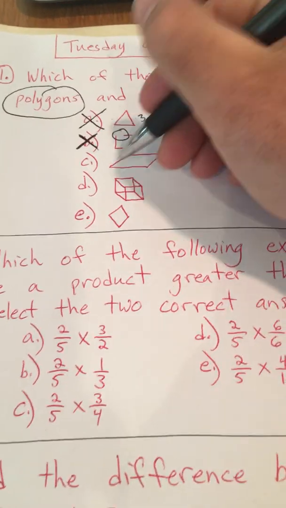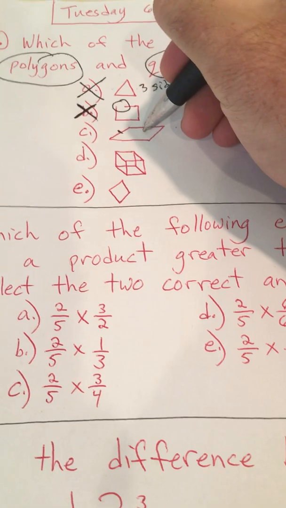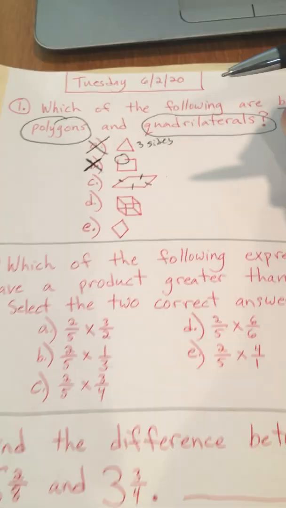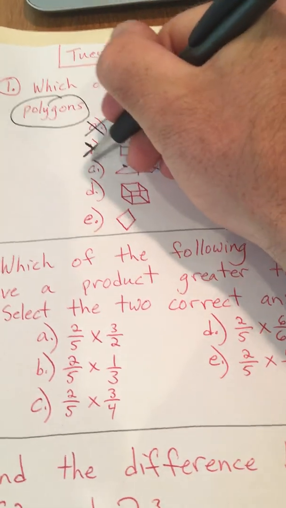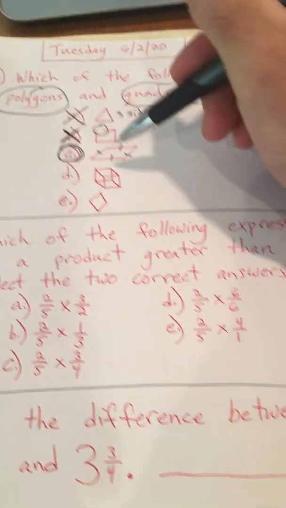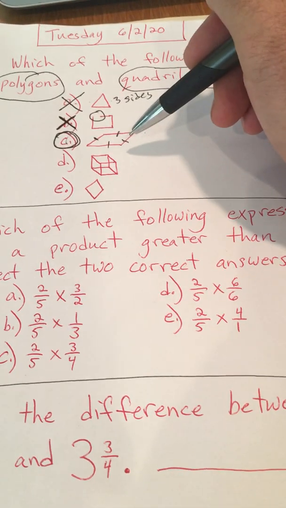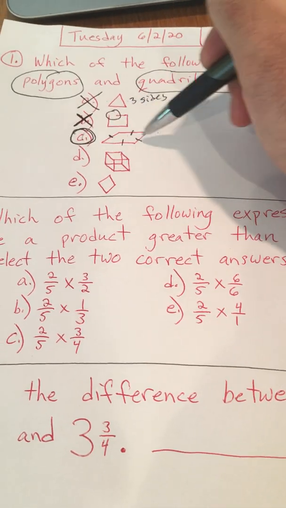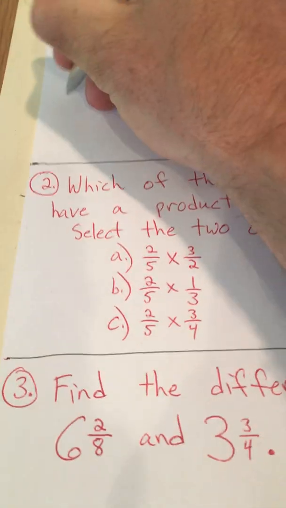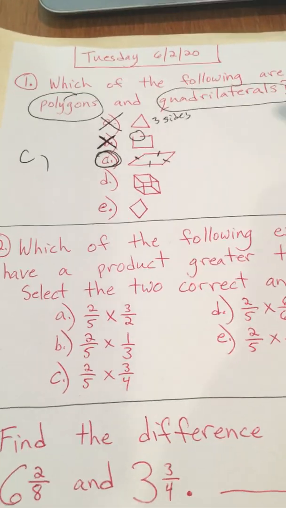So C, it's closed, it's 2D. There's 1, 2, 3, 4 sides, so it's a quadrilateral. So C is correct. It is a polygon. It's a closed shape with two dimensions, and it is a quadrilateral because there are four sides. So far we have C as being correct.